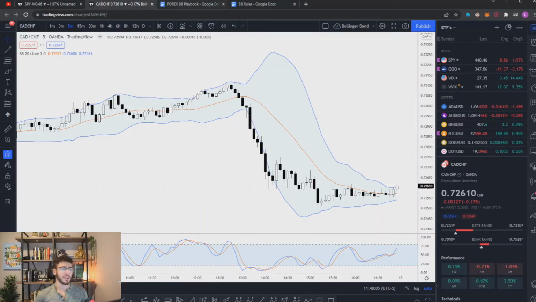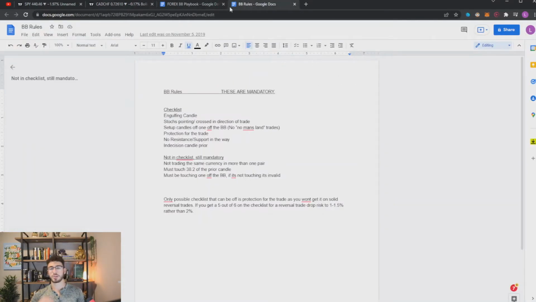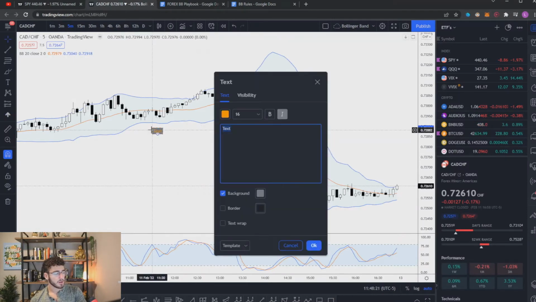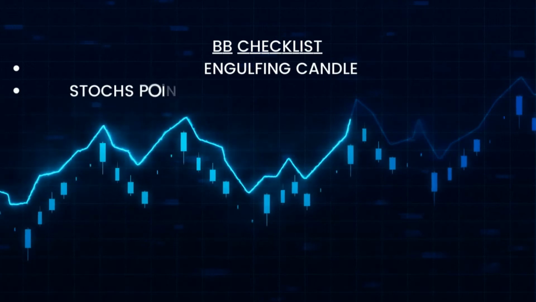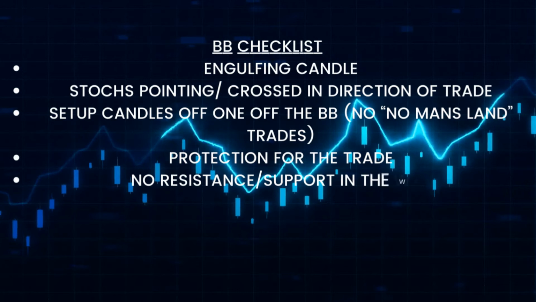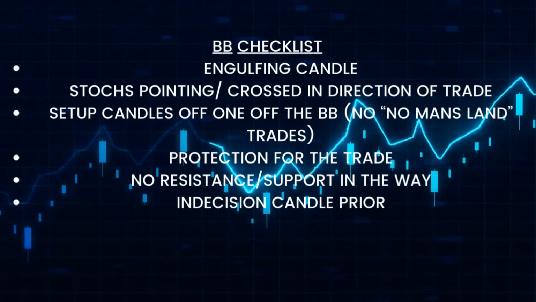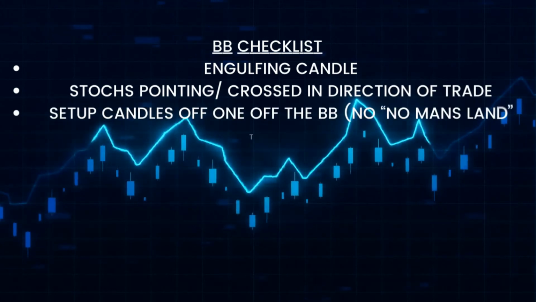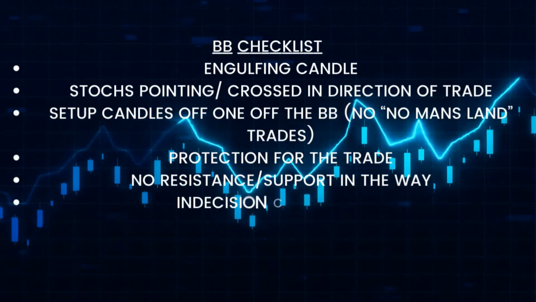We're going to look at the Bollinger Band rules right now, in which there's a checklist that I have made for you guys, which provides exactly what you need to do to find consistency with this strategy. I usually copy this and move it onto my chart, and what I'm going to look for is an engulfing candlestick. The stochastics are pointing and crossed in the direction of the trade. The setup candle is off of one of the Bollinger Bands. There is protection for the trade. There is no resistance or support in the way, and there is an indecision candle prior.